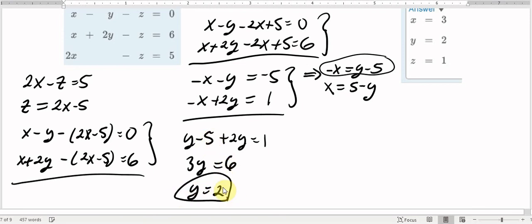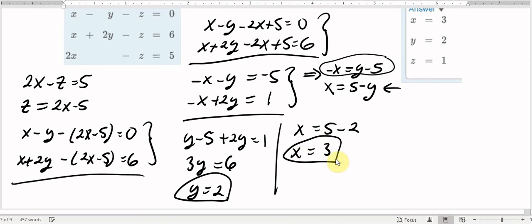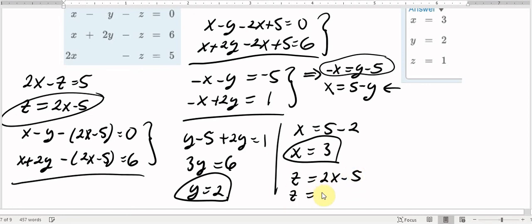So if y is equal to 2, then I can backtrack. Y is equal to 2, x is equal to 5 minus y right here. Well, x is equal to 5 minus 2, so I get x is equal to 3. If x is 3, then I use over here z is equal to 2x minus 5. So z is equal to 2 times 3 minus 5. Well, that's 6 minus 5, I get 1.